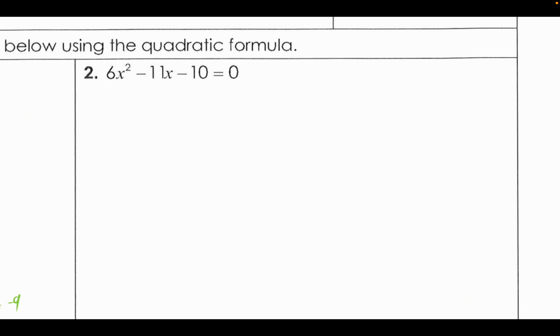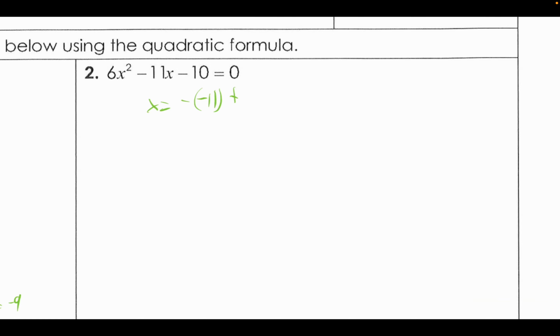Number 2 here, this is in the correct order. A is 6, B is negative 11, C is negative 10, so plugging this in would be x equals negative of negative 11 plus or minus the square root of negative 11 quantity squared minus 4 times 6 times negative 10 all over 2 times 6.